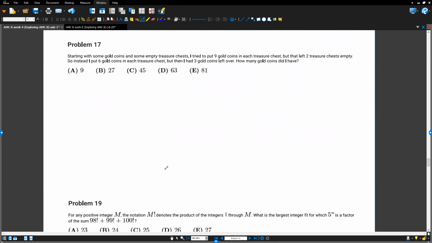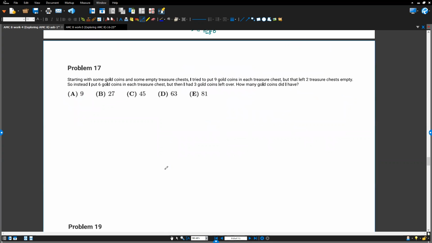Right, number 17. We're going to try number 17. So starting with some gold coins and some empty treasure chests. That is a treasure chest. Treasure chest over here. I try to put 9 gold coins over here. That's 9, 9, 9, 9.